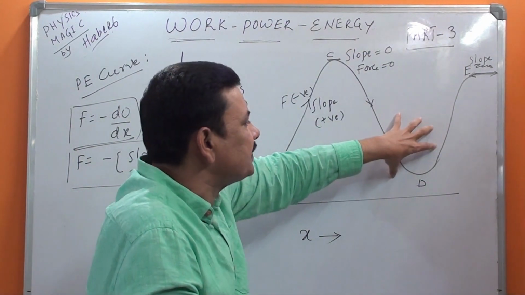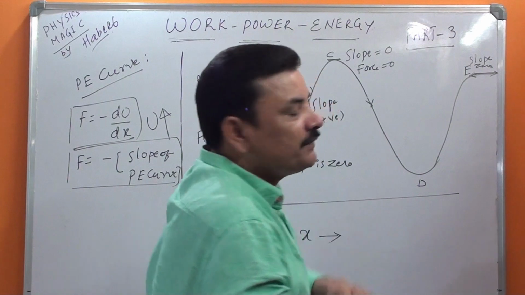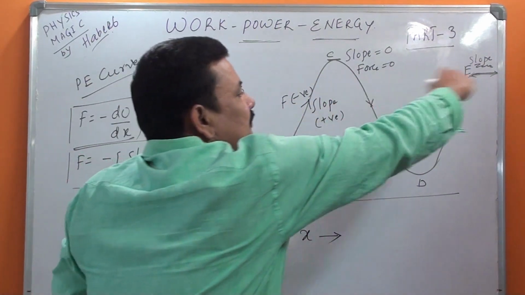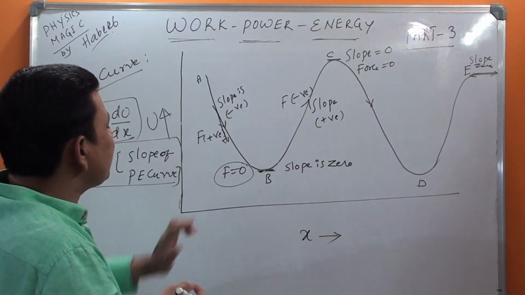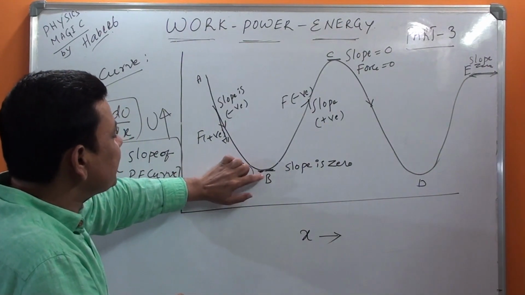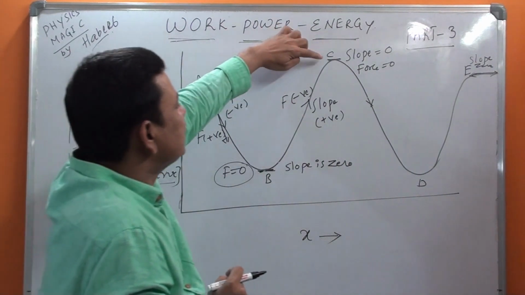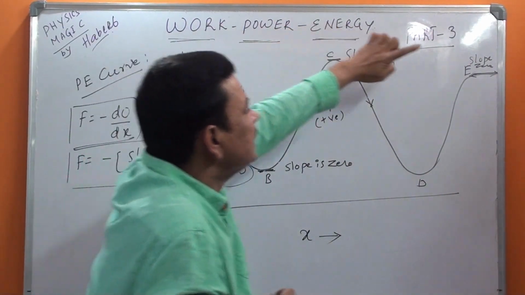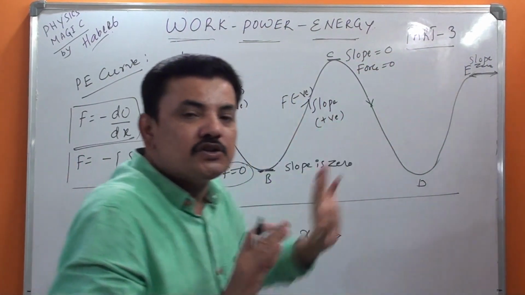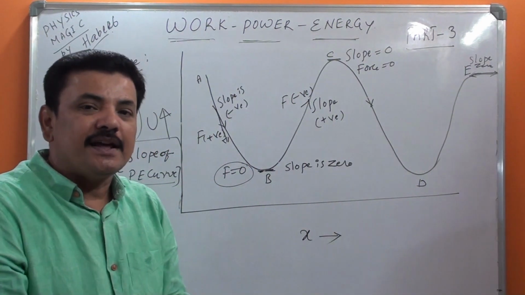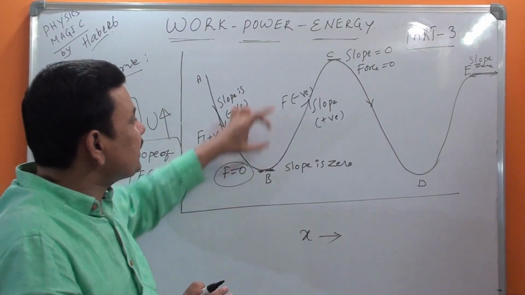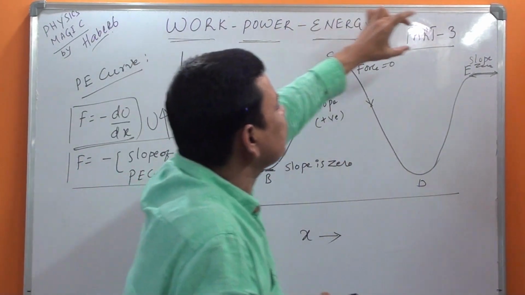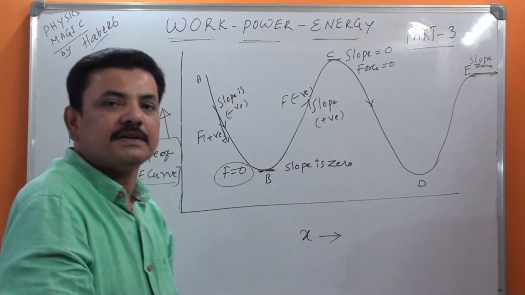That's why I am not explaining this part. Then you go to this. Then slope is also 0 there. And in this case, here also you can say equilibrium point. This is one equilibrium point, this is another, and this is another. So equilibrium is there, force is 0, but there is a difference. This point is different from this point, and this point is different from this particular point.